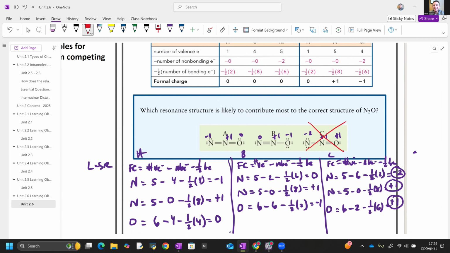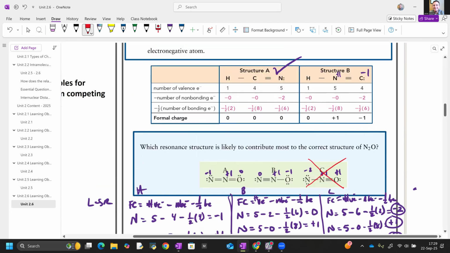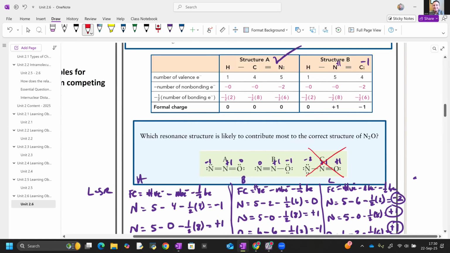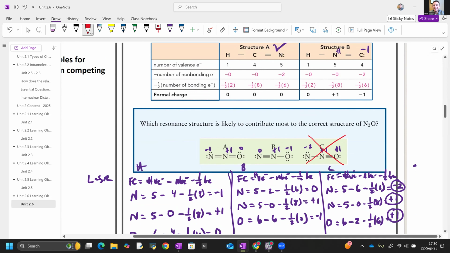Now, when we look at structure A and B, they both have +1, -1s, and 0s. So we can't use rule number 3 to determine which structure is better. So we're going to look at rule number 4. Rule number 4 says when formal charge cannot be avoided, and it couldn't, negative formal charge should reside on the most electronegative atom. The most electronegative atom in this molecule is oxygen.